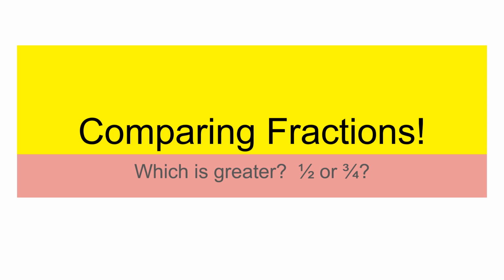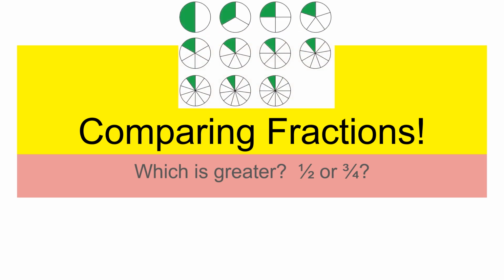You might know that instantly. You might need to imagine what does a half look like and what does 3/4 look like? You could think of a clock or maybe a cake or a pizza. So imagine these were pizzas and you were really hungry. What would be better, to have half a pizza, which is this one, or 3/4?